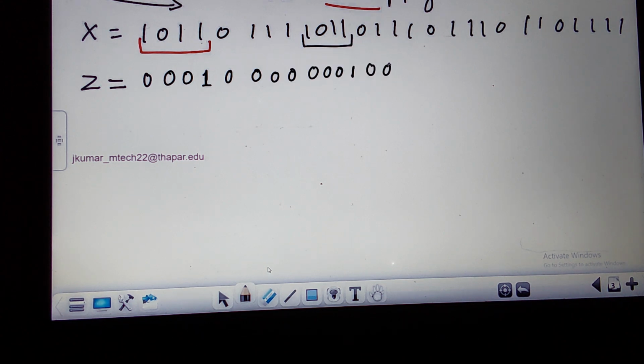Again next is 1. 0, 0, 0, 0. Again 1. 0, 0, 1. The pattern is matching here. Next is 1. 0, 0, 1. This pattern matches here. Right? Again 0, 0, 0, 0, 0. This is the output for non-overlapping.